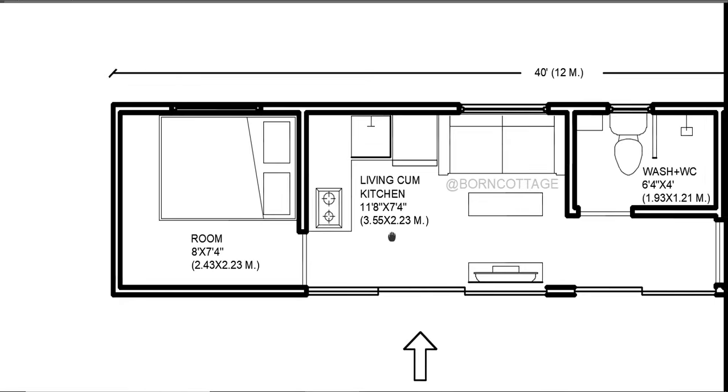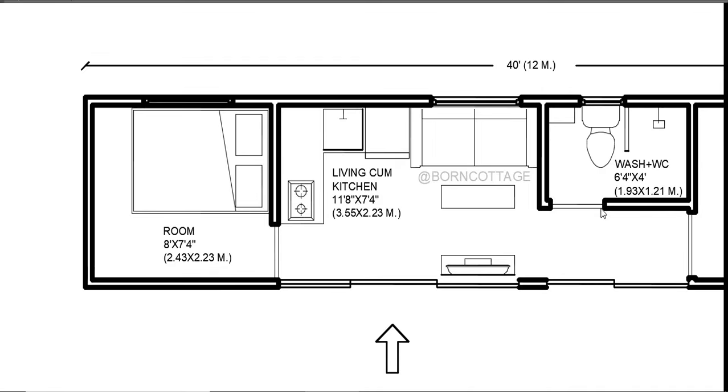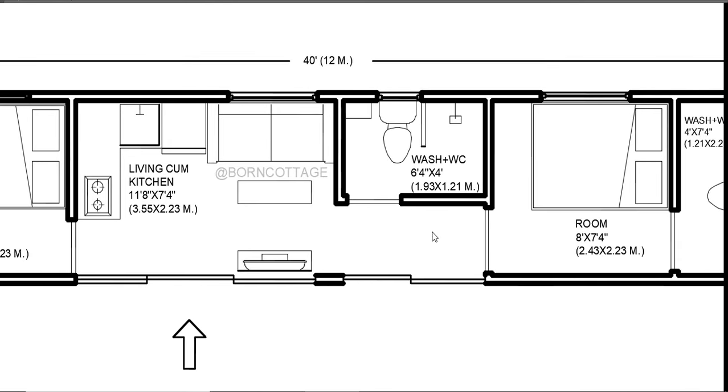If we go on the right side, we have a common use washroom plus water closet here. You can see here the wash basin, water closet and the shower area, and we have a ventilator for ventilation of this washroom. And if we go on the right side, we have bedroom number 2 here.